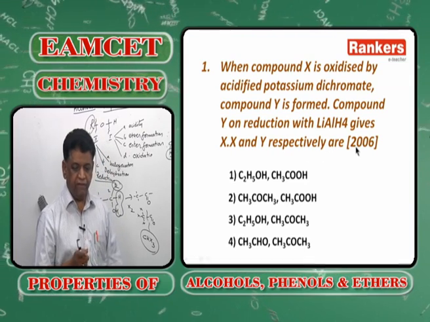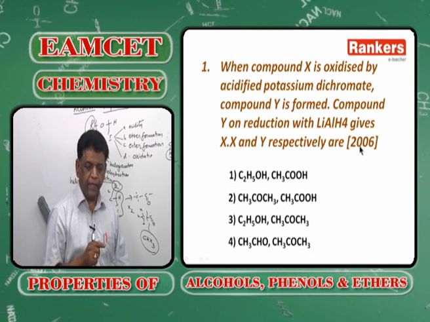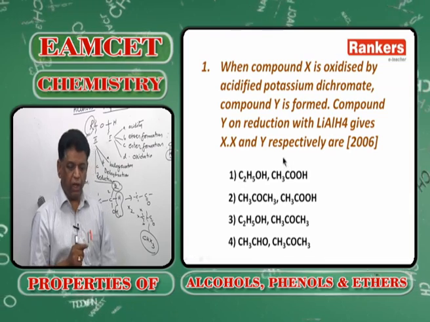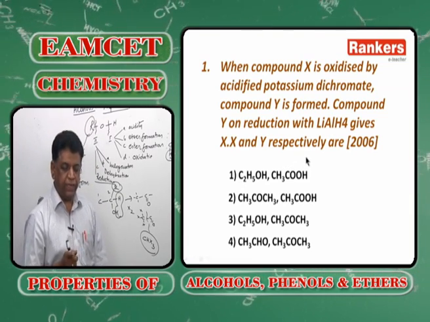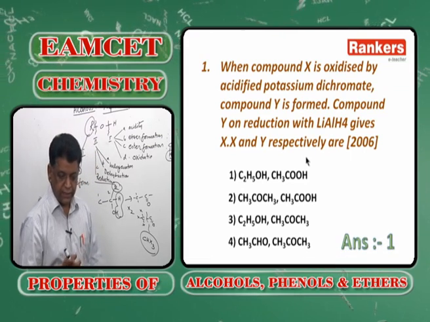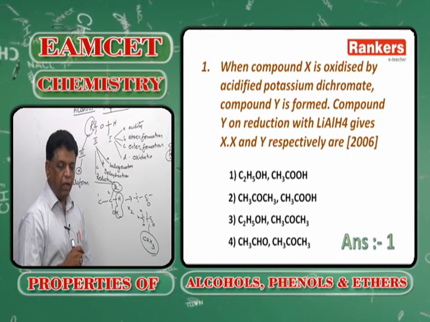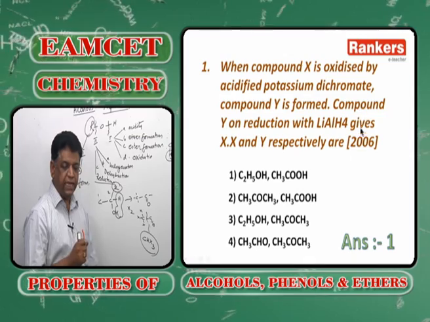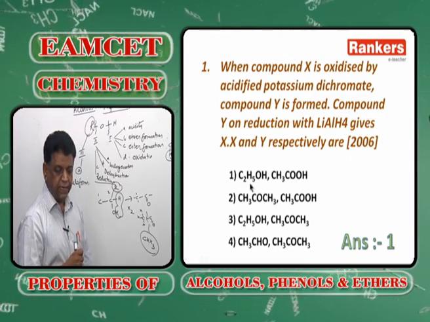X and Y means X is an alcohol. X is the final compound, ethyl alcohol. Y is the in-between compound, acetic acid. So, answer 1 is the right answer. Answer 1, that is ethyl alcohol, is the final answer. The acetic acid is in the middle. Next.